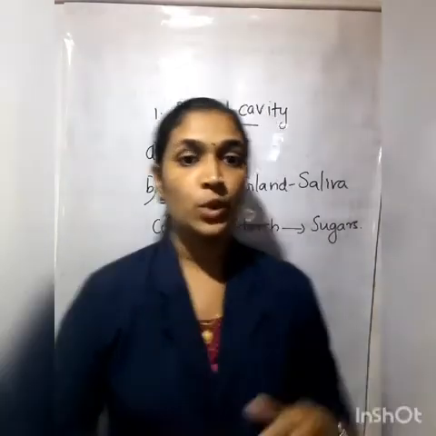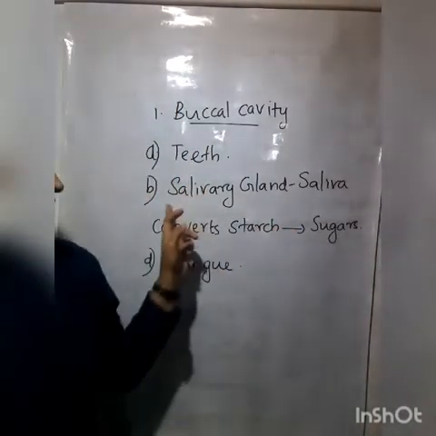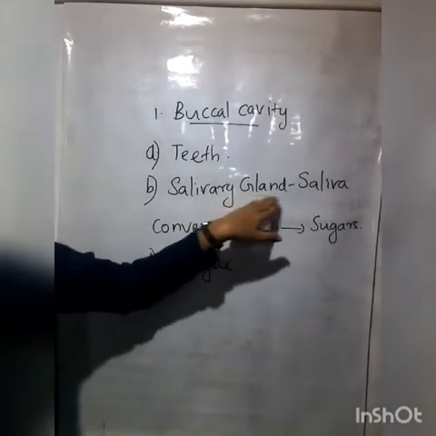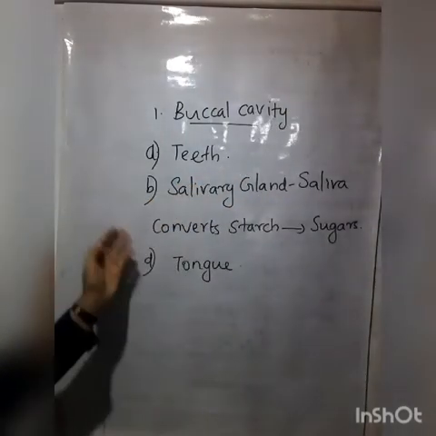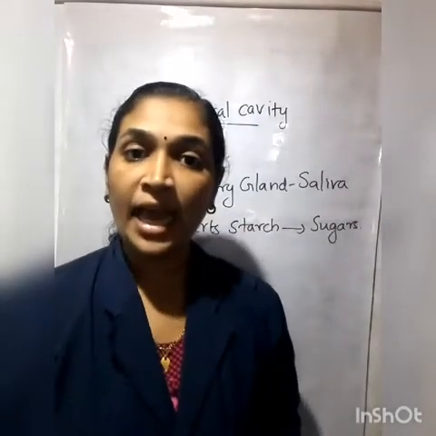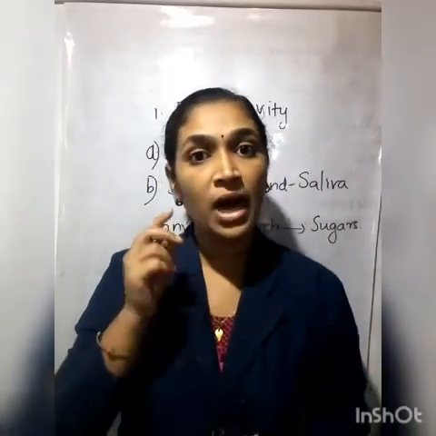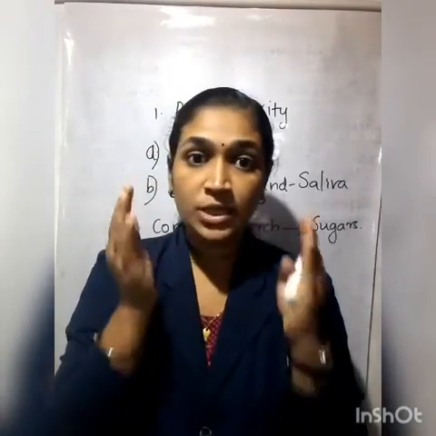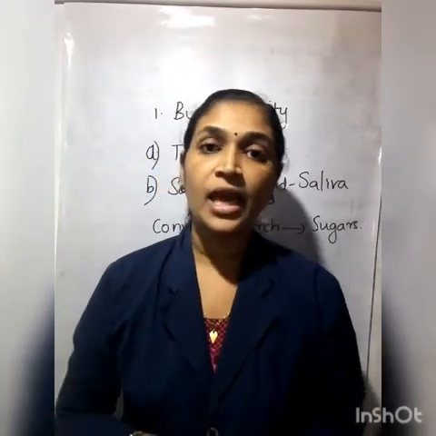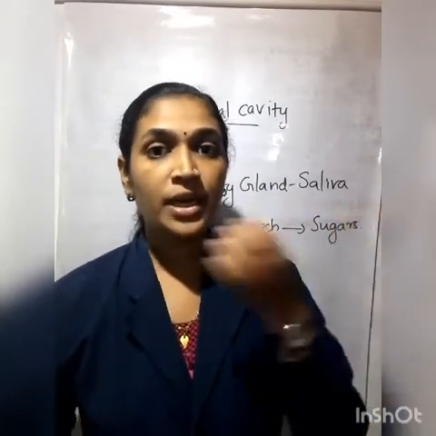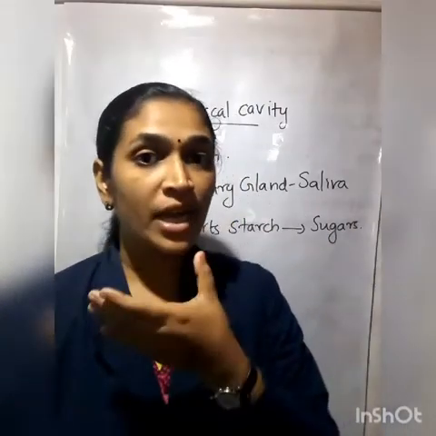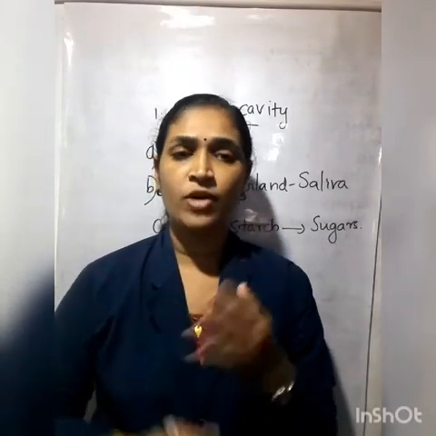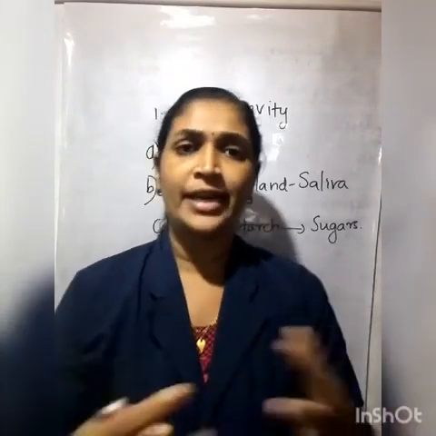Now we are moving to the next part in the buccal cavity, that is the salivary gland. The salivary gland is situated in our mouth, or buccal cavity, in the lower jaw and in the upper jaw. It is situated like a pear. The salivary gland has a secretion named saliva. What is the use of saliva in digestion?